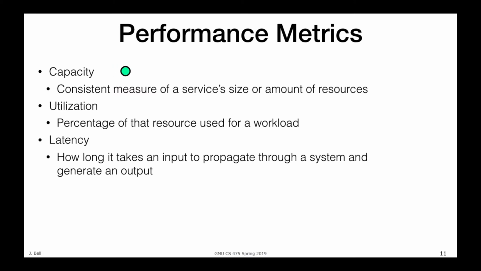Capacity is a consistent measure of our service's size or amount of resources, right? So we write some code that runs on a computer. The computer runs at 2 gigahertz, and because of that, and because of how my code is architected, maybe it means that I can process 100 requests per second. That's our capacity. The utilization is the percentage of that resource that's used for a given workload. So the capacity of our system might be that we can process 100 requests a second, but maybe we're only utilizing half of it right now. We're only processing 50 requests per second.